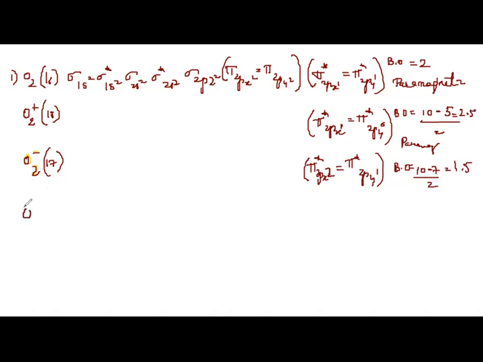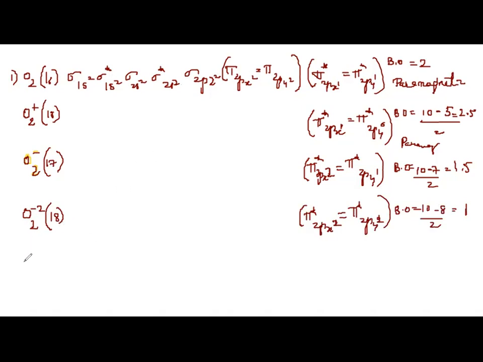Next is O2 minus 2. Minus 2 means what? Gain of 2 electrons. Oxygen has 16, so minus 2 means 18. Look at this configuration: entirely it remains the same. Here it is pi star 2px1 equal to pi star 2py1 for oxygen. Minus 2 means gain of 2 electrons, so it becomes 2, 2. Bond order: there is no change in bonding electrons, 2, 4, 6, 8, 10. Antibonding: 2, 4, 6, 8. So 10 minus 8 by 2 is 2 by 2, and that is equal to 1. So these are the ions for oxygen.